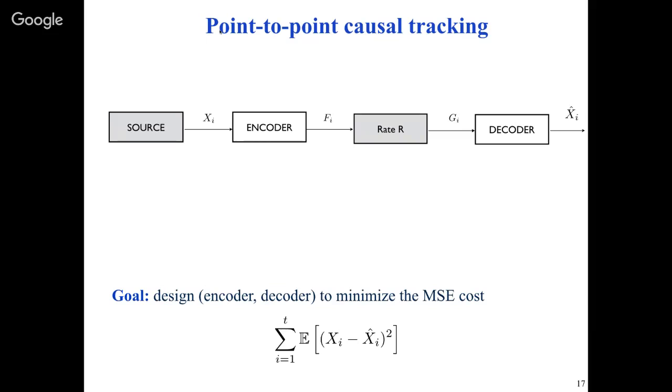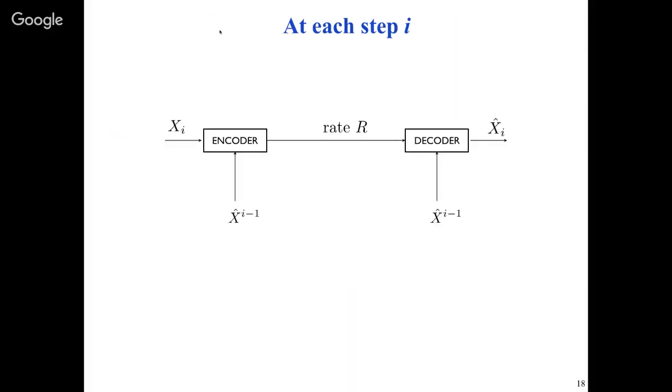Okay, so this is the point-to-point causal tracking problem. And let's look at it. The point I want to make is that it's important here that we are observing this system over multiple time instances, over the time horizon t. So if we look at what happens at each step i, the encoder observes xi, and it has side information that contains all the past decoder outputs. And this is the side information that is also available to the decoder. So this side information represents the memory of the past. Right? Because to code for these sources with memory, we really do need to have memory of the past.